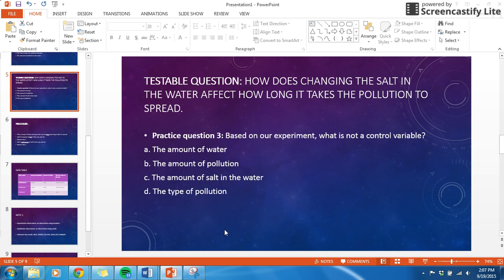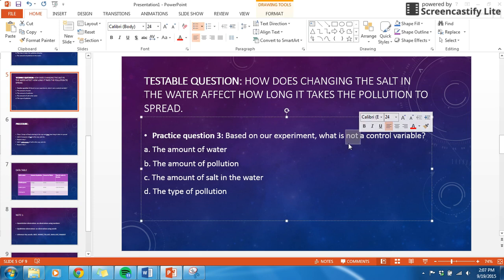And our third practice question. Based on our testable question above, what is not a control variable? So there are 3 things that stay the same, but one is changing. Is it A, the amount of water, B, the amount of pollution, C, the amount of salt in the water, or D, the type of pollution?